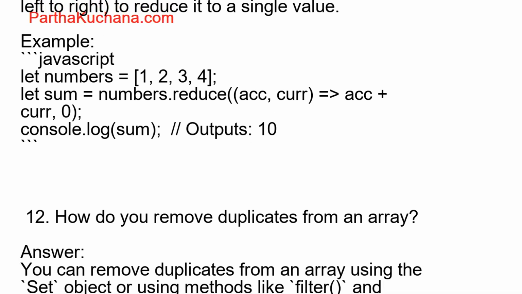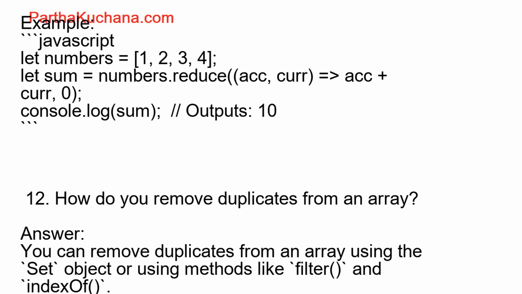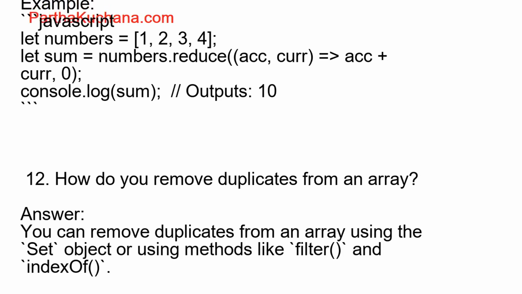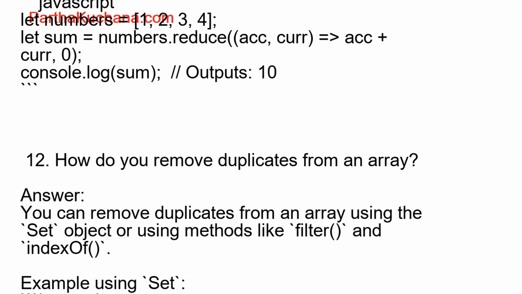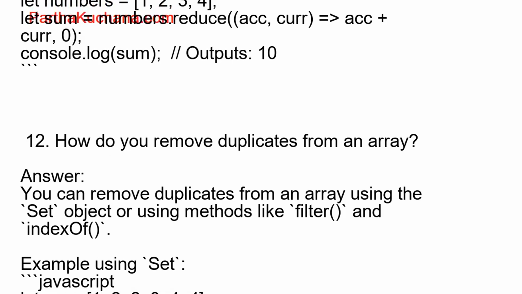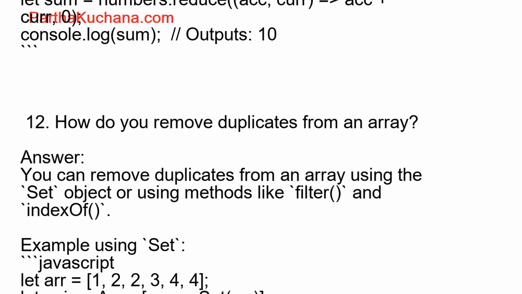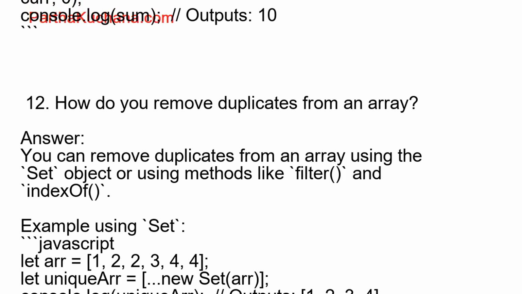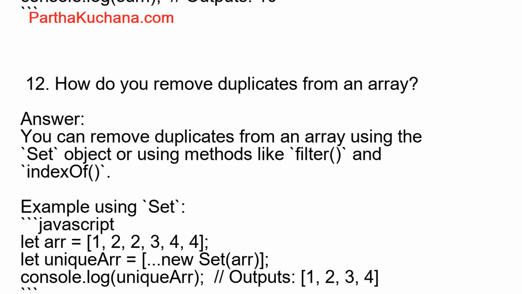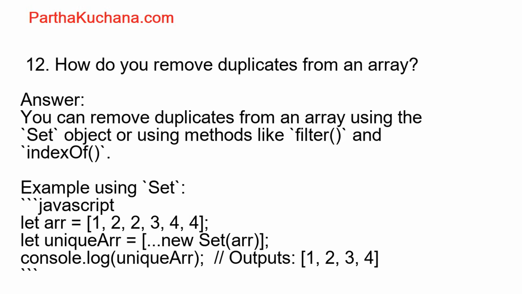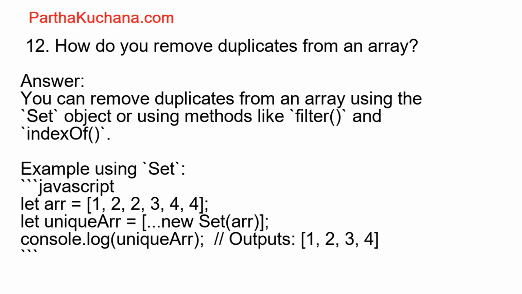13. What is the difference between for...in and for...of loops? Answer: for...in iterates over the enumerable properties of an object, including arrays, but is not recommended for arrays. for...of iterates over the values of an iterable object, such as arrays, strings, etc.